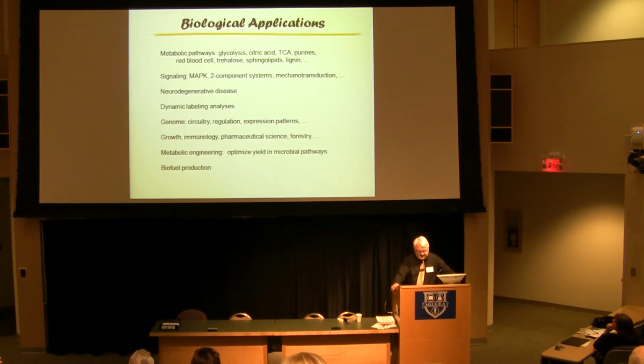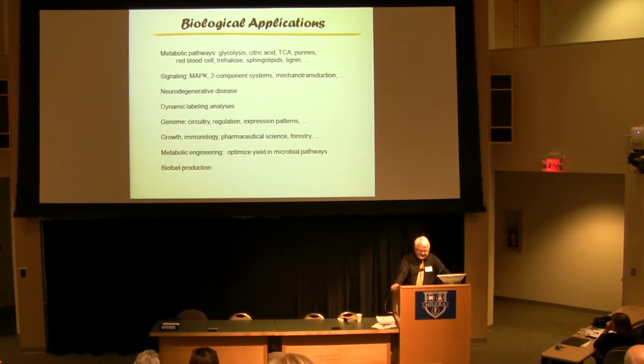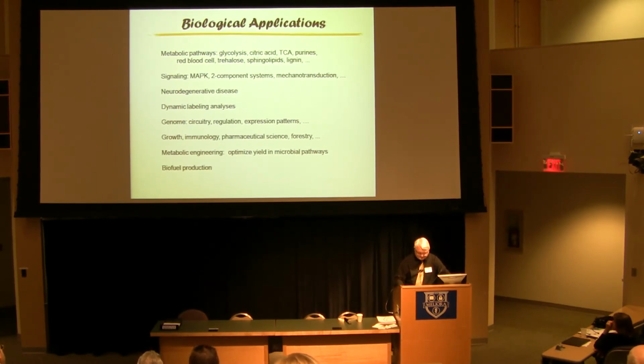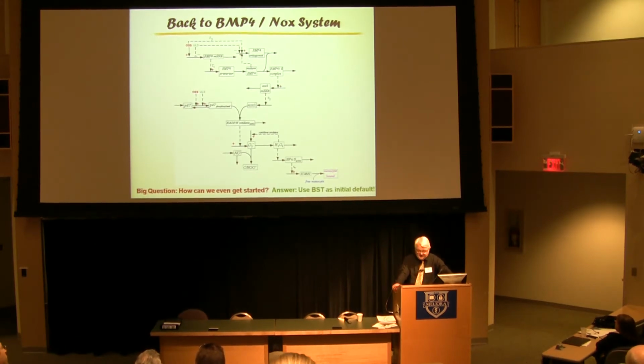So there are all kinds of applications if you're interested in that, metabolic pathway, signaling things. We've been working on neurodegenerative diseases lately, in Parkinson's, schizophrenia, gene circuitry, other things. So back to our BMP4 system. So I asked the question, how can we even get started? And the answer I want to give is, well, we can use BST as an initial default.